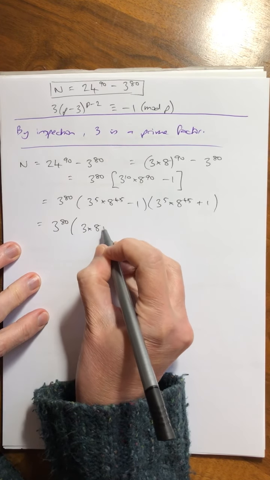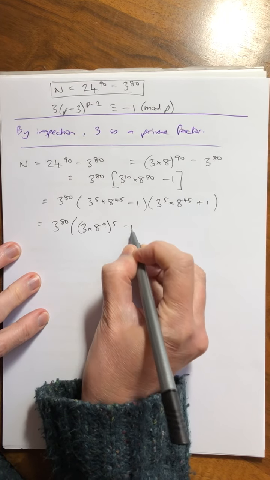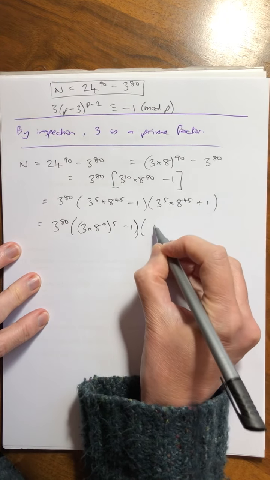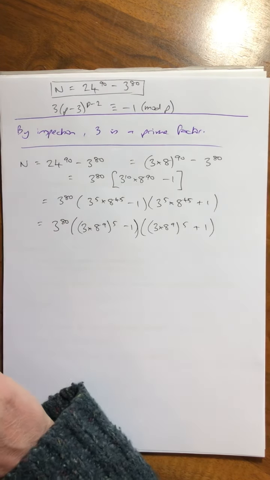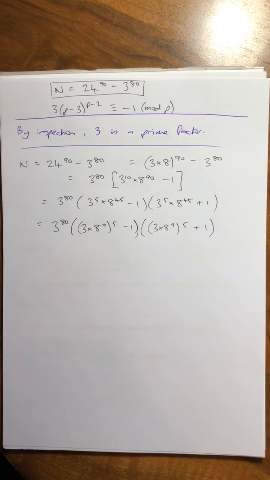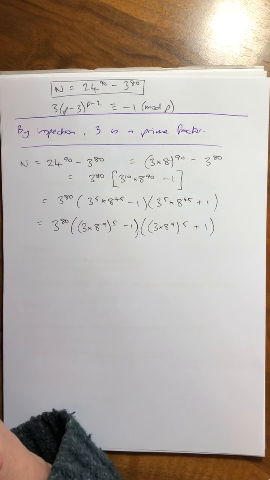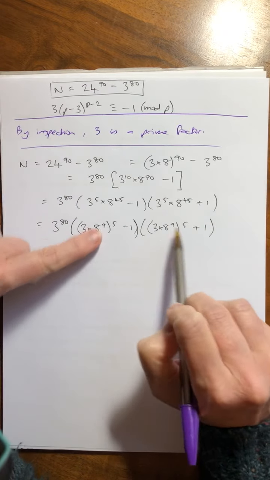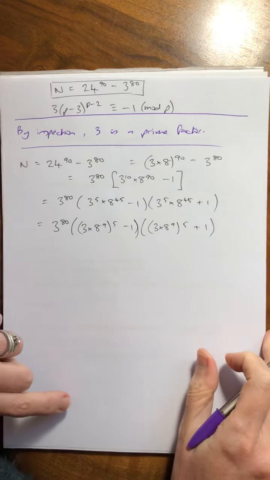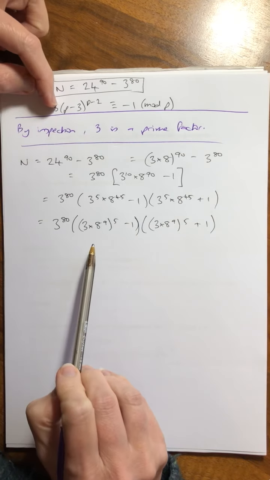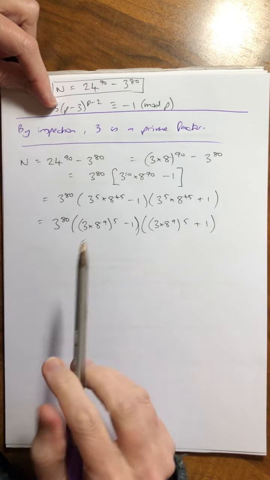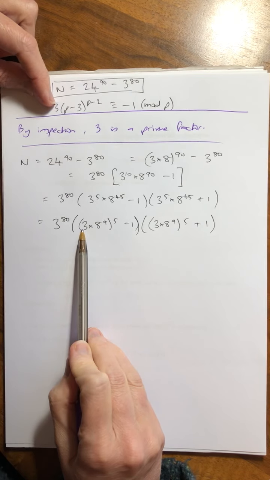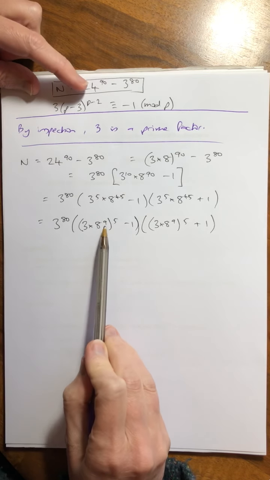I've got 3 times 8 to the 9, all to the power of 5 minus 1. And then I've got 3 times 8 to the 9, all to the power of 5 plus 1. And I think I've done what I can, haven't I? I've factorised this, I can't factorise this anymore, but I've simplified those powers. And look at this result at the very top. I have got a 3, and then I've got an 8 to the power of 9.